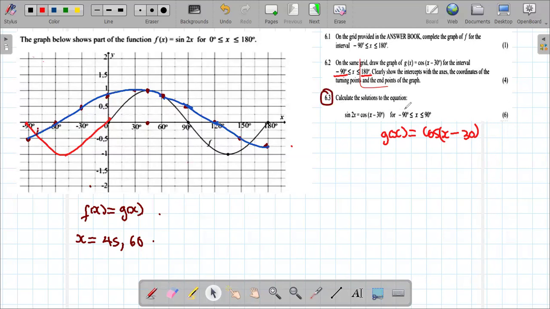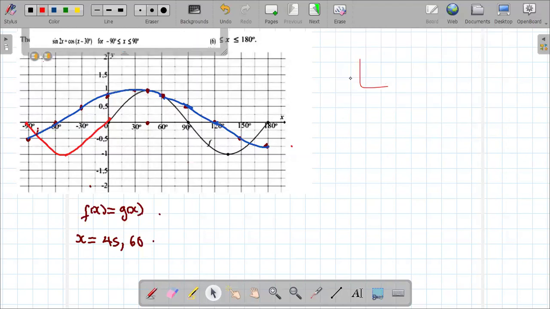Can we please do this general solution? I like this question because it also brings the general solution for us. Okay, general solution. I'm just going to put it there so that everybody can see it. Awesome. So what are we given? Sine 2x equals cos of x minus 30.